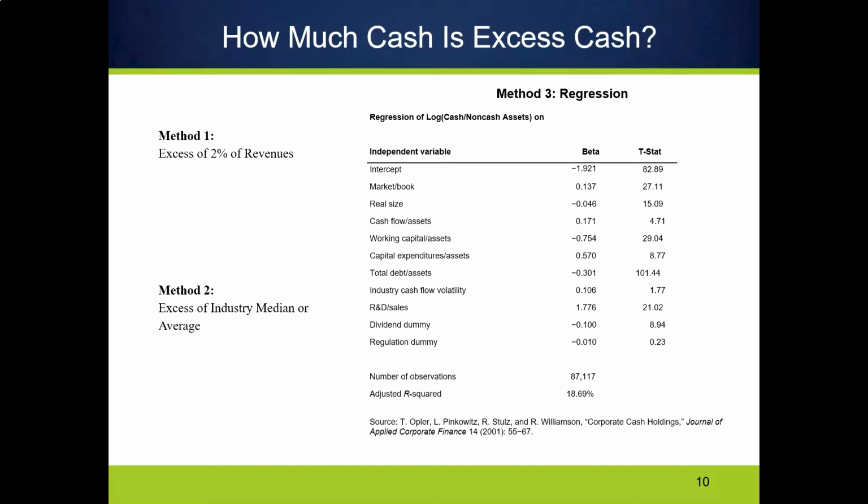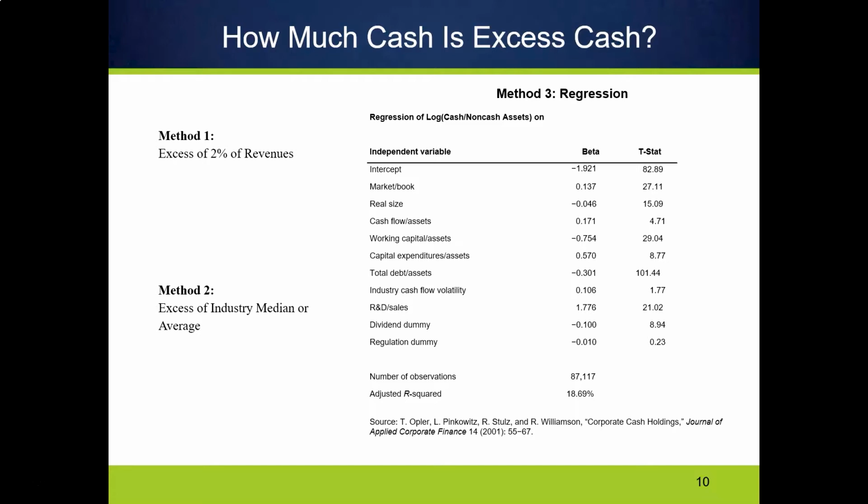Okay? So method 1 says anything in excess of 2% of revenue is excess cash. So what we want to do is look at revenue in the current year. We're going to calculate what 2% of revenue is. If the cash balance on the balance sheet exceeds that number, we consider it excess. If it's less than 2% of revenue, we consider it operating. And so if the firm has less than 2% of revenue in cash, we just say that all of their cash is operating. If they have more than 2%, then they're going to have some operating cash and some excess cash.